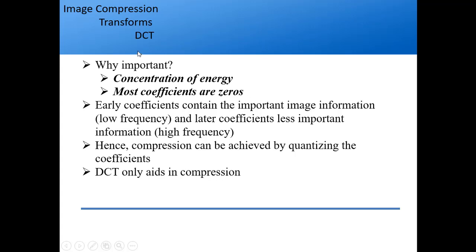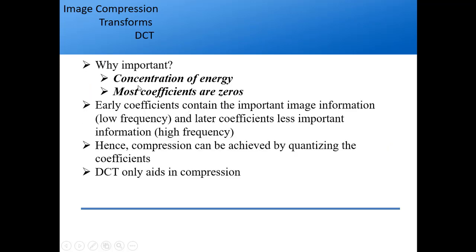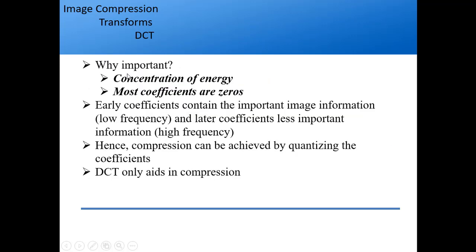So the coefficients, called DCT coefficients, obtained with these formulas, the G(i,j) values which you get. Now you have an 8 by 8 image, right? So you'll have 64 values. You give those 64 inputs to this, so at the output G(i,j) will have 64 values. Those will be represented in an 8 by 8 matrix. That 8 by 8 matrix which you get as G(i,j) is called the DCT coefficient matrix. So these are the coefficients which are talked about here.